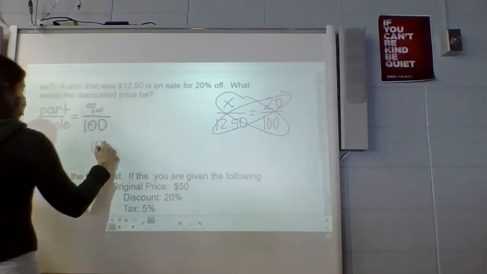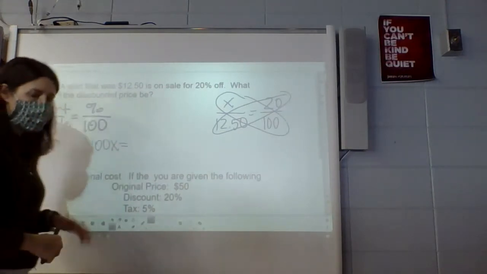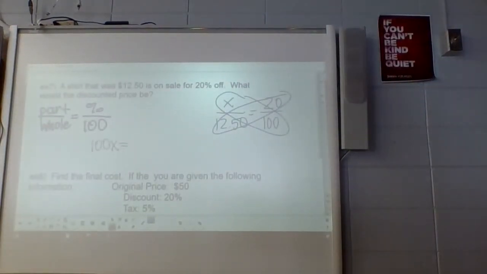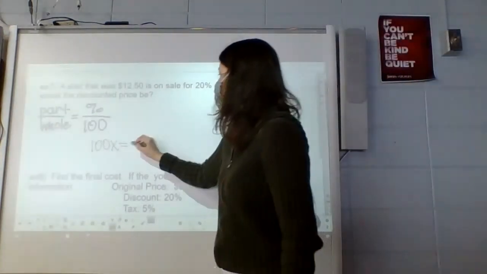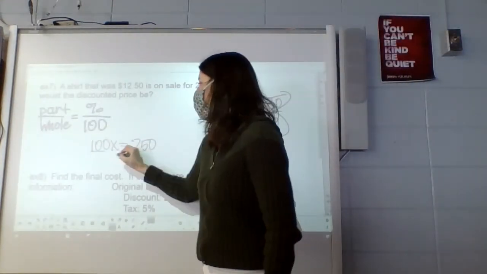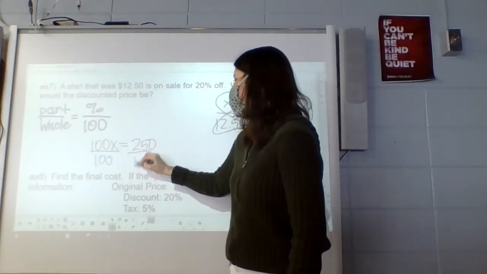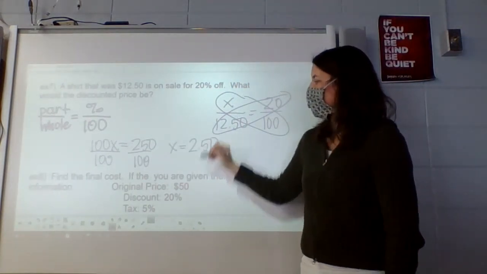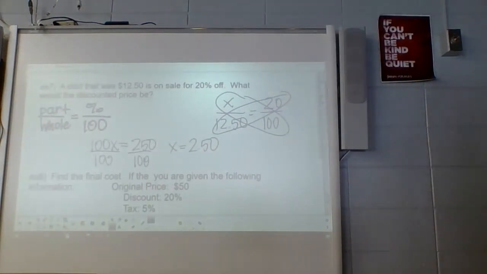So we get 100x equals 250, 50 divided by 100. So we get $2.50. Is that what we're going to pay for the shirt? No. That's the discount. That's what they're going to take off.